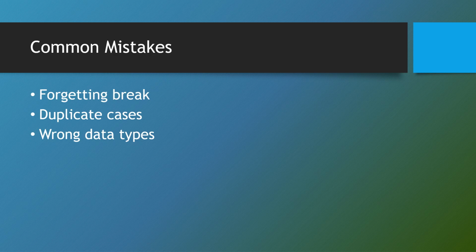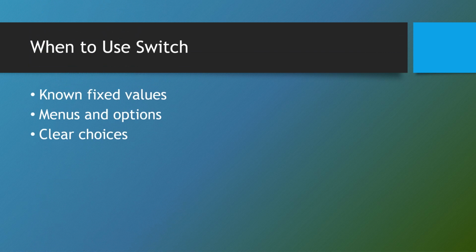When you should use switch statements. Switch statements work best when you are checking one variable. You know the possible values ahead of time. Each value leads to a clear action. When those conditions are met, switch statements usually result in cleaner and more readable code.